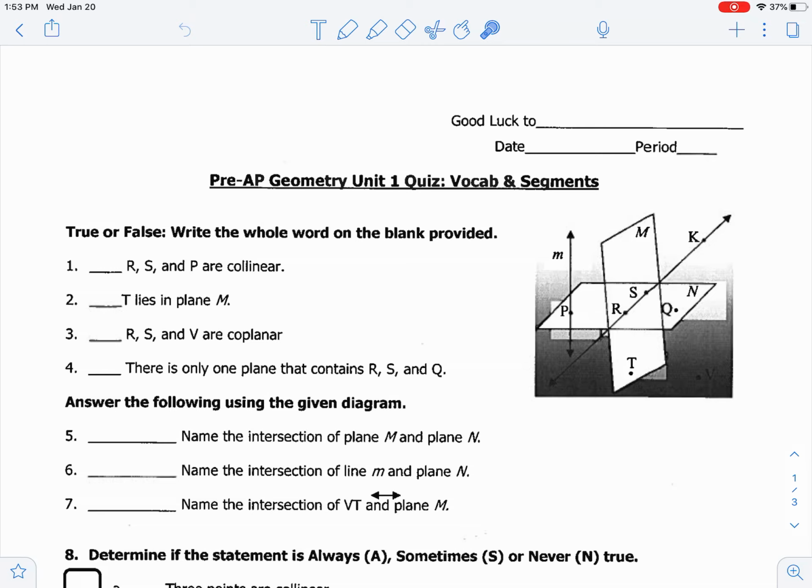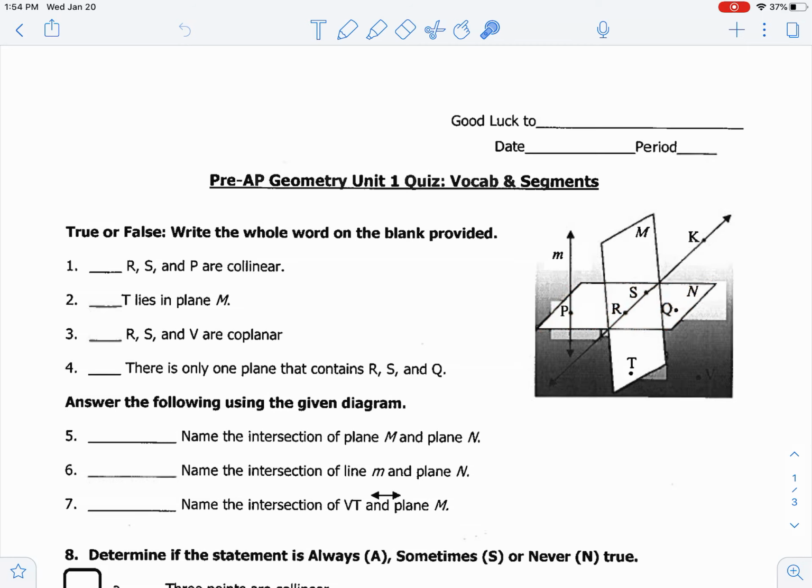Our first set of problems are true or false, and they're based on this picture right here. So let's talk about this picture. We have two planes, plane M and plane N. And on these planes, there are some points, there's some certain things going on. This is a flat surface, and this is a flat surface.